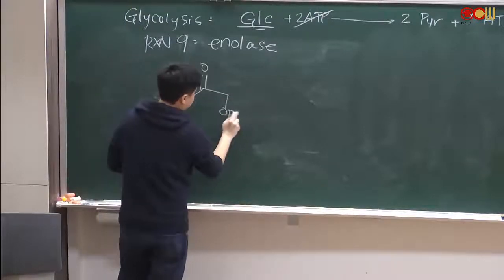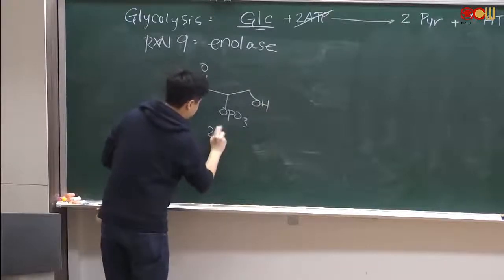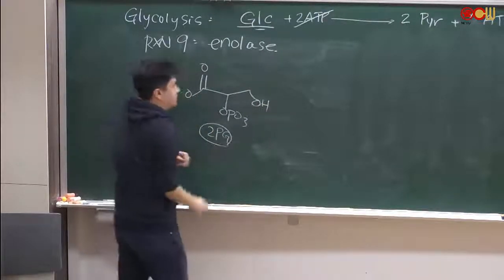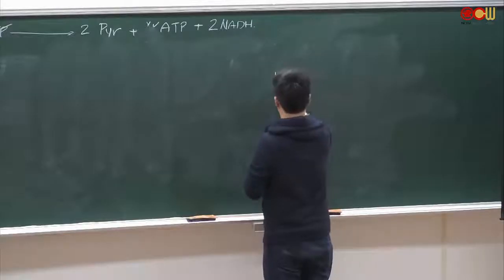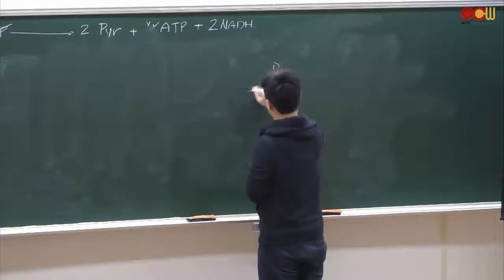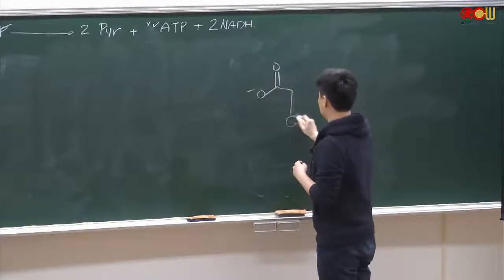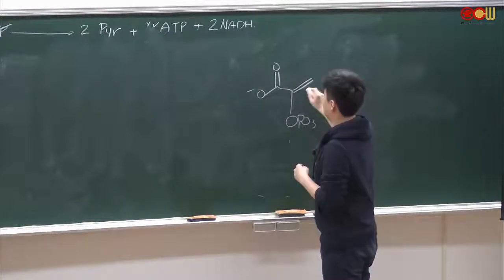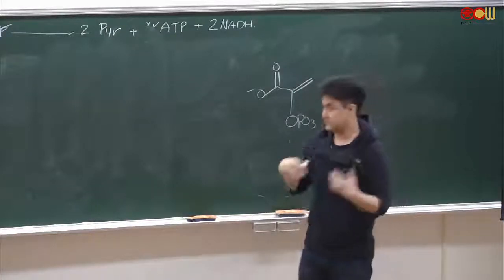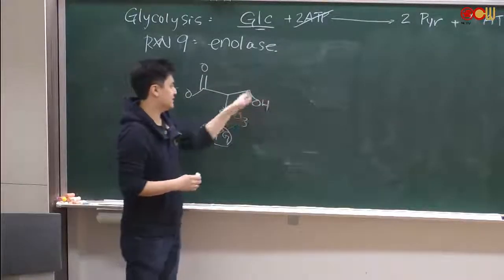Here you have 2PG, and your final product is PEP. So that's the acid. Here is the O-phosphate. Here's the alkene. So you did a dehydration. It kicked out water. You essentially kicked this out.